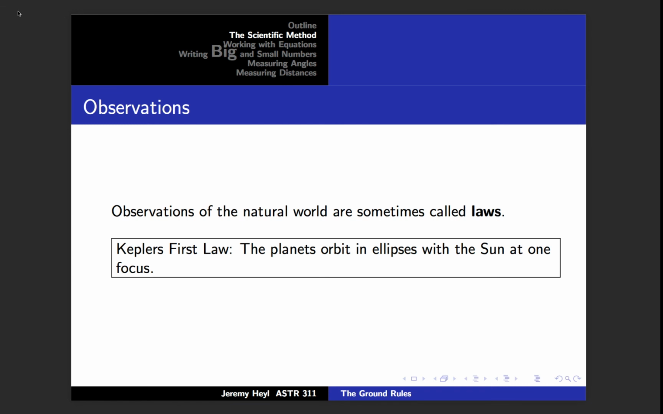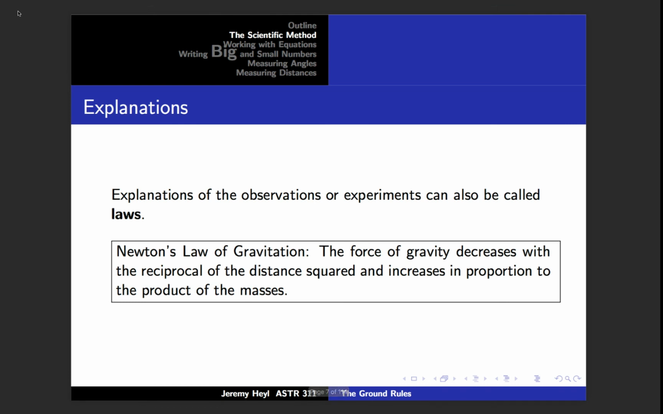This is one famous law that came out around Galileo's time: that the planets orbit in ellipses with the sun at one focus. What Kepler had done was he watched how the planets were moving around the sky, and he realized this was a good description of what he saw. So that's a law. That's one type of law.